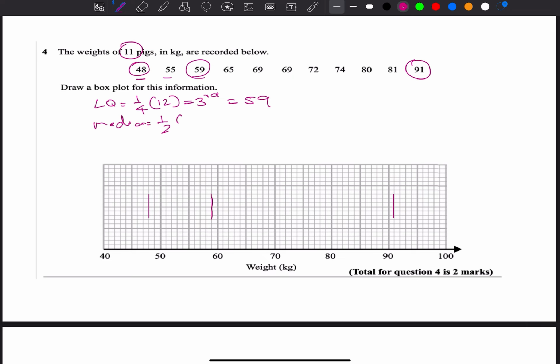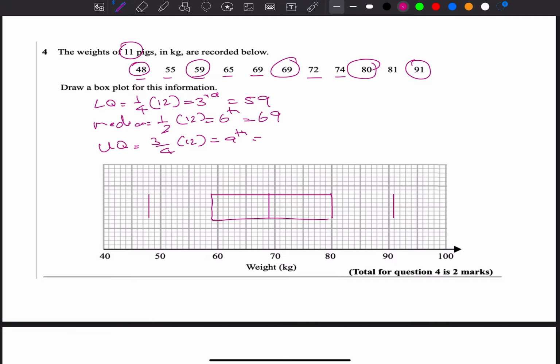Then we can do the median, which is a half of n. Well, 11 add 1 is 12, which is the 6th value. That's 3, 4, 5, 6th value. 69, which is here. Then the upper quartile, UQ, is 3/4 of n. N is 12 in this case, which gives you the 9th value. 6, 7, 8, 9, 80. And your box plot should look more or less like that. Simple enough.